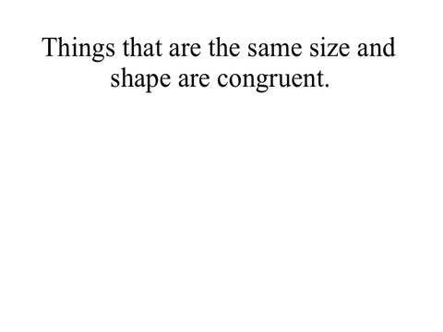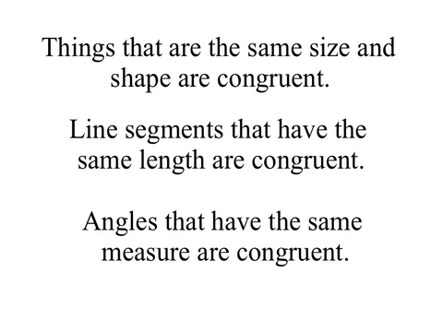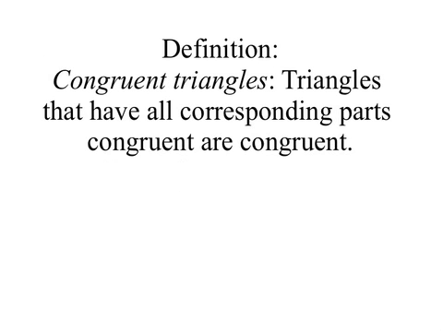In a previous lesson, it was noted that things that have the same size and shape are congruent. It's also been noted that line segments that have the same length are congruent, and angles that have the same measure are congruent. Well, now here's a definition of congruent triangles. Triangles that have all corresponding parts congruent are congruent.